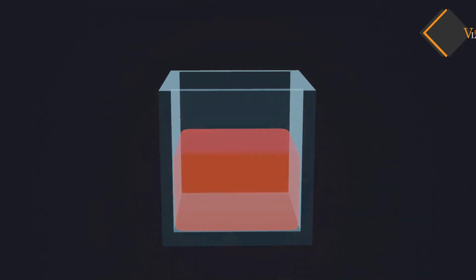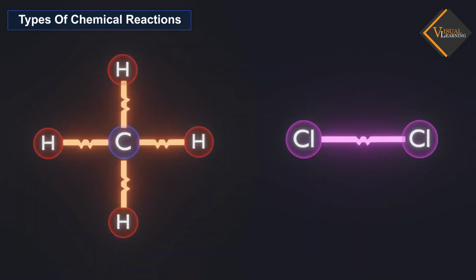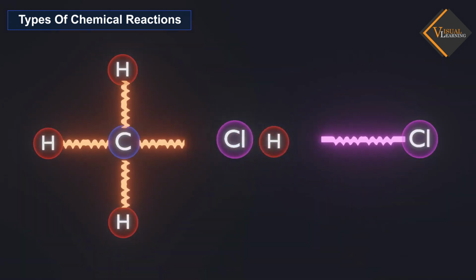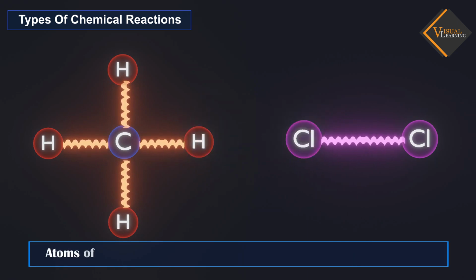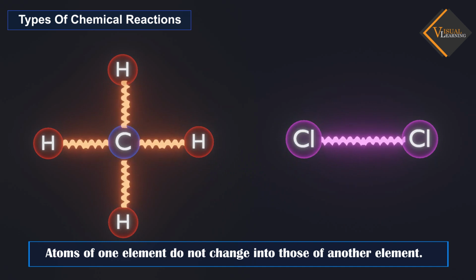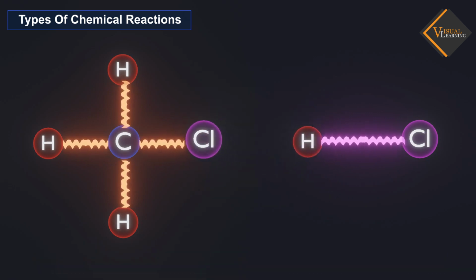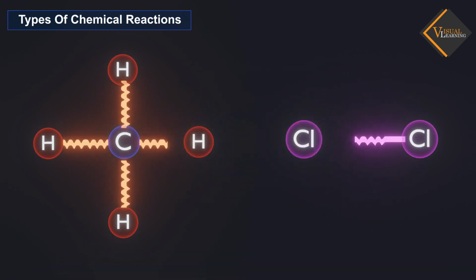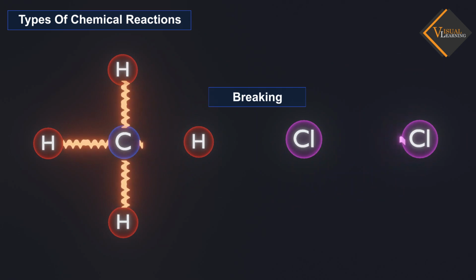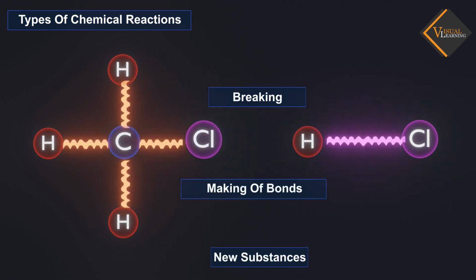In this video, we will understand types of chemical reactions. We have learnt that during a chemical reaction, atoms of one element do not change into those of another element. Nor do atoms disappear from the mixture or appear from elsewhere. Actually, chemical reactions involve the breaking and making of bonds between atoms to produce new substances.